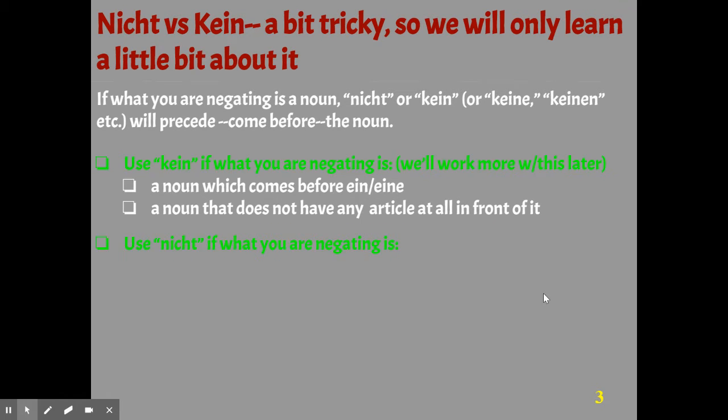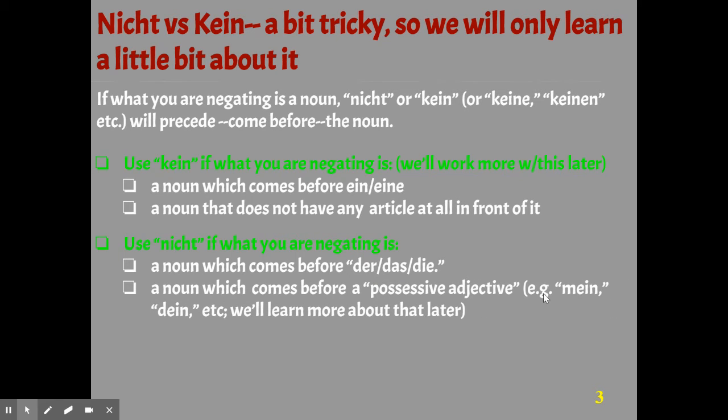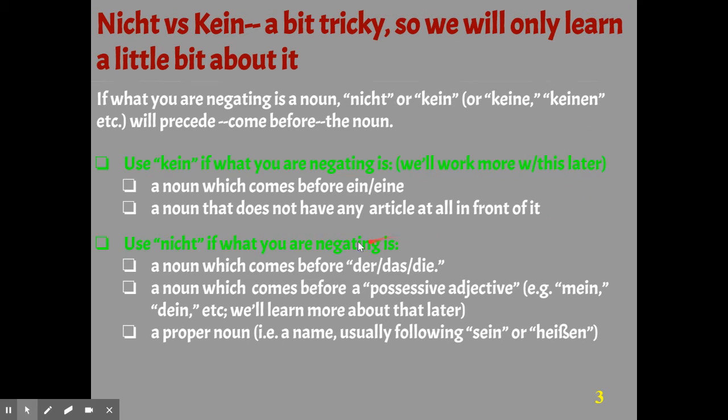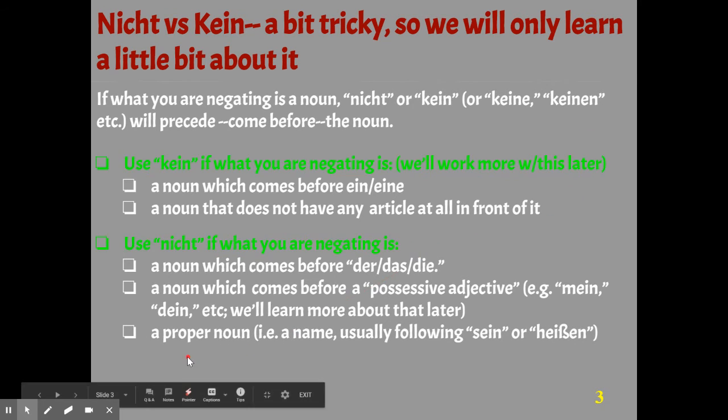And you're going to use nicht if what you are negating is a noun which comes before der, die, or das, or a noun which comes before a possessive adjective, for example, mein, dein, and we'll talk more about that in another video or another class time. We're going to be doing a little bit more with kein again later, but this is your quick, brief overview. You're also going to use nicht if what you're negating is a proper noun, for example, somebody's name.